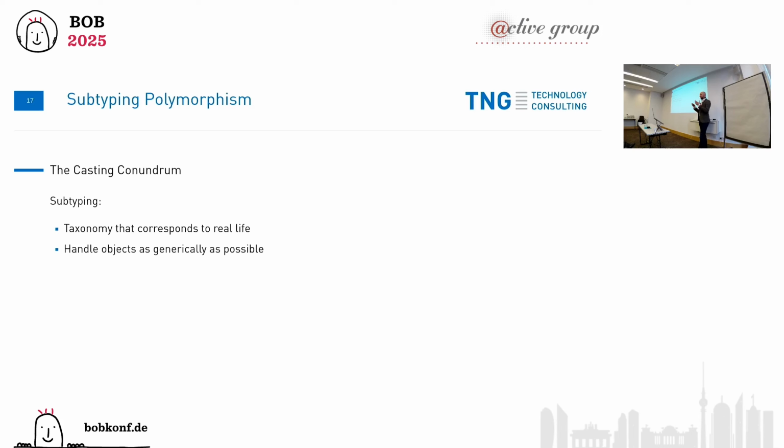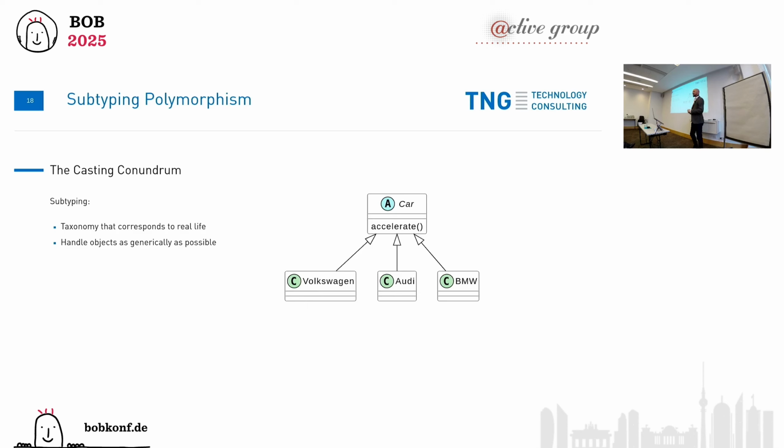First of all, the idea behind subtyping is to categorize objects like in the real world, just like Michael described in the talk before. We want to categorize objects like in the real world using an is-a relationship. A cat is an animal. An integer is a number. A Volkswagen is a car. The assumption is that most of the time we don't care what type of car we have. They all have a steering wheel, a gas pedal, brakes. So we want to handle cars as generically as possible.